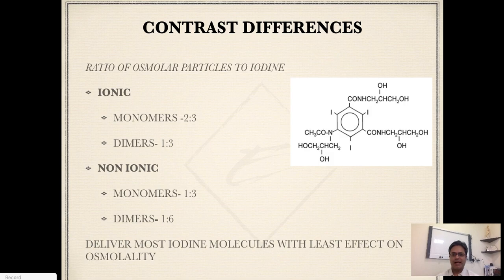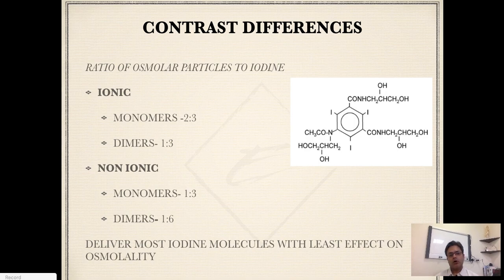If we talk about dimers, what is happening is you've got 2 benzene rings over there. In terms of the osmolar particles, we've still got the anions and cations, and then the iodine, because there are 2 benzene rings, doubles up. So there are 6 iodine molecules. So the ratio we get of the osmolar particles to iodine is 2:6, which is equivalent to 1:3.